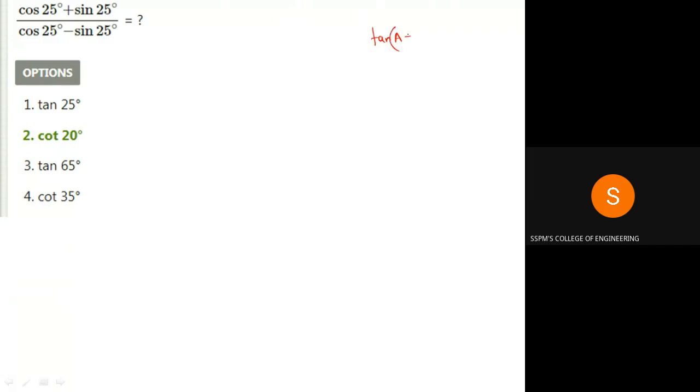tan(A+B). These are the formulas that you have already learned in 11th or 12th. Tan(A+B) is equal to tan A plus tan B divided by 1 minus tan A into tan B. This is the formula that you are going to use to solve this equation.